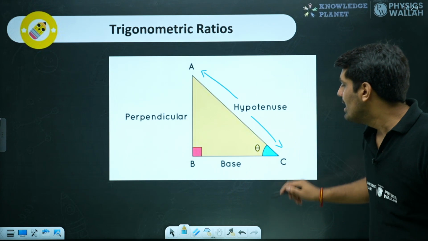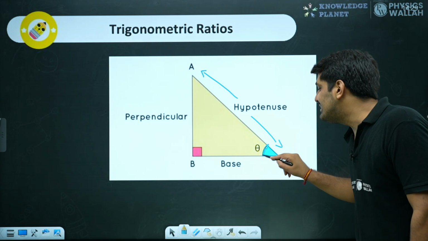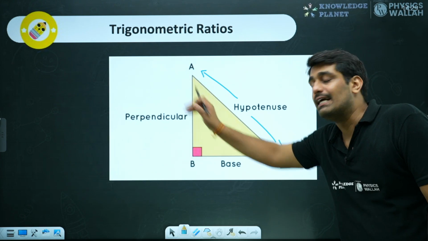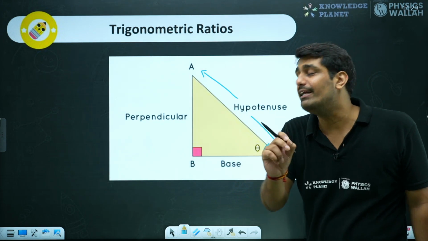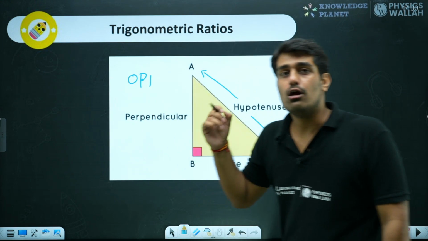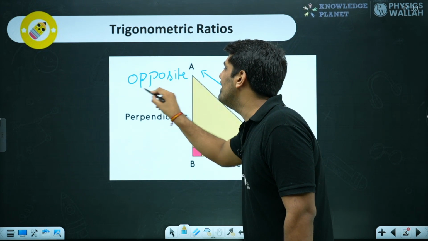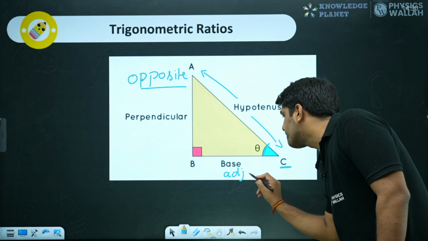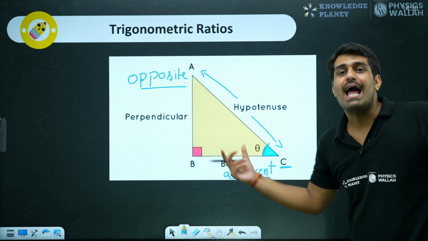What does that mean? If I am viewing from this particular vertex C, here we have angle theta. This theta basically means I am standing at point C at the moment and looking towards A. So exactly this AB side is the perpendicular. This is also known as the opposite side. A common name for it is opposite side, and for the base we call it the adjacent side. So, opposite side and adjacent side.